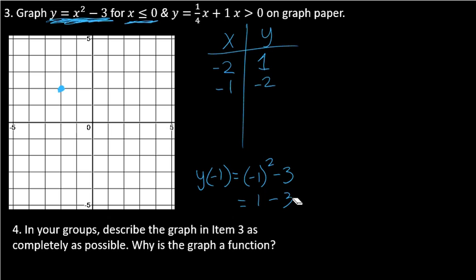Okay, and now let's try 0, which is where we're going to stop because x is less than or equal to 0. So we're going to look at y of 0. 0 squared minus 3. That's going to leave me with just 0 minus 3, which is negative 3. Okay, so I've got y is negative 2 at negative 1, and at 0, y is negative 3.